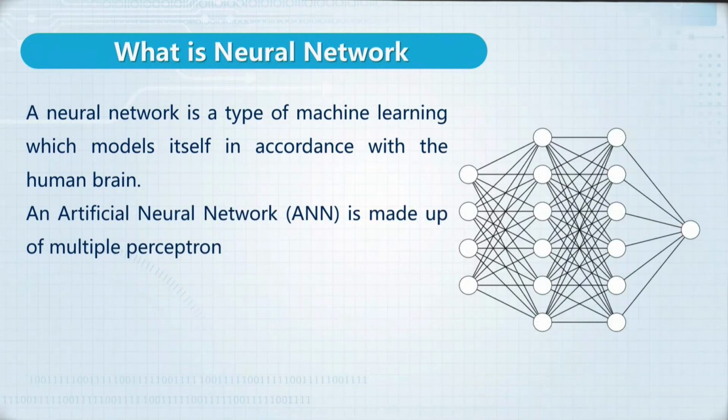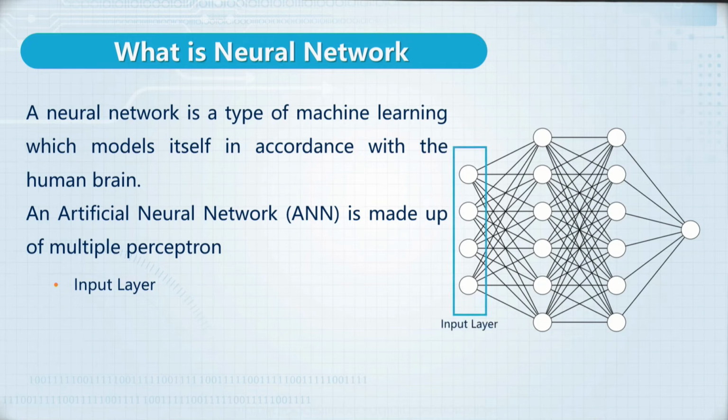Modeled in accordance with the human brain, a neural network is built to mimic the functionality of a human brain. The human brain is a neural network made up of multiple neurons. Similarly, an artificial neural network is made up of multiple perceptrons. A neural network consists of three important layers.